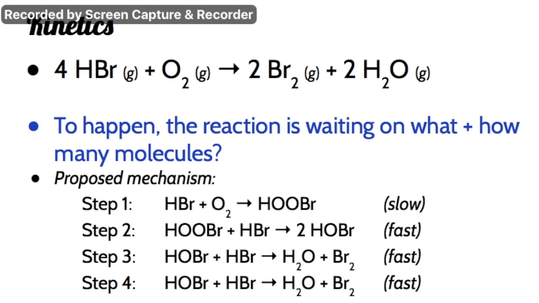So in this reaction, the first step is the slow step. The first step is the one that requires that activation energy to overcome. All the other steps require a much smaller amount of energy. They happen much, much faster. The slow step is what determines how quickly the reaction will happen.